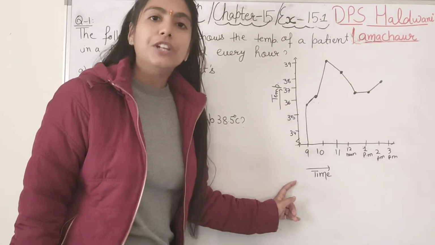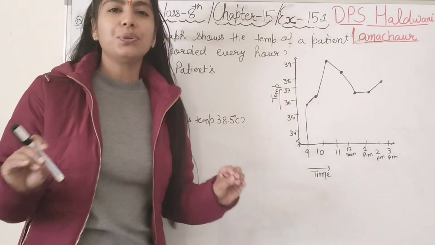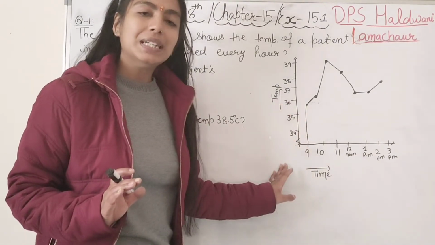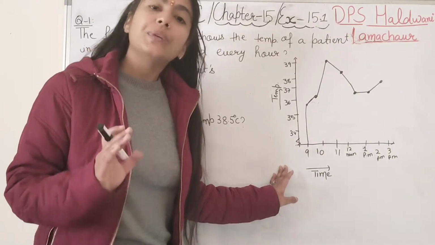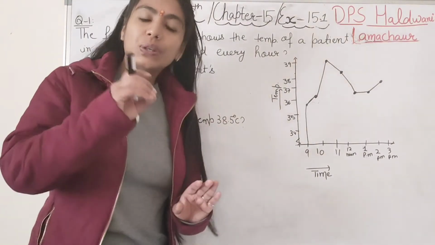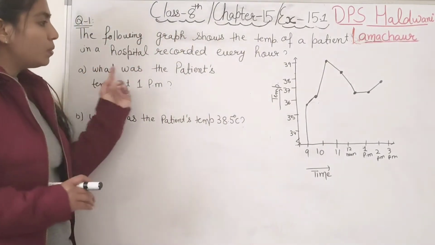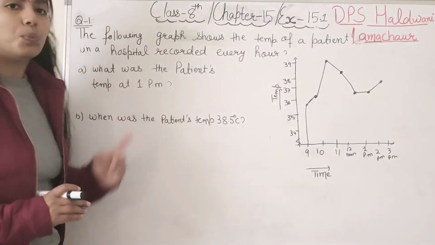But if you will see in your book, it's clearly mentioned to you. Every point is very clear to you. Or then I'll try to make it clear, but for more clarification, you can open the book in front of you. You can have a look in the book itself. Right? So question number 1, what was the patient temperature at 1 p.m.?